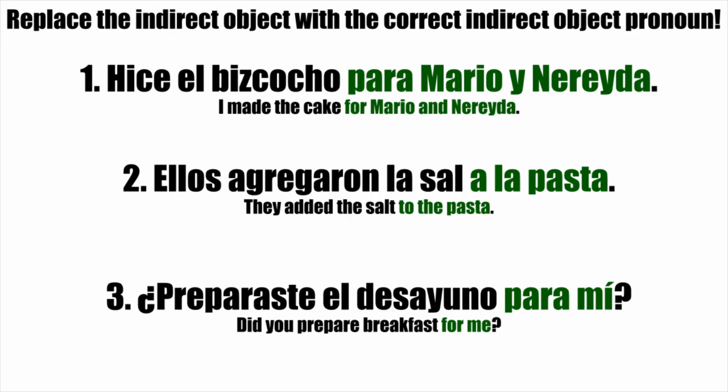For who? Mario y Nereida. That's plural. So it will be les. Ellos agregaron la sal a la pasta. To what? A la pasta. The singular and it's third person, meaning it. So we would say le. ¿Preparaste el desayuno para mí? For who? Para mí. Me.